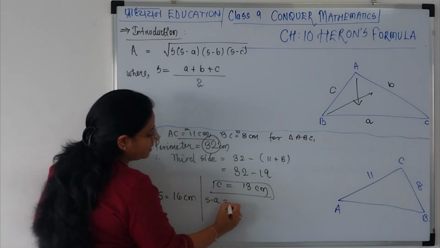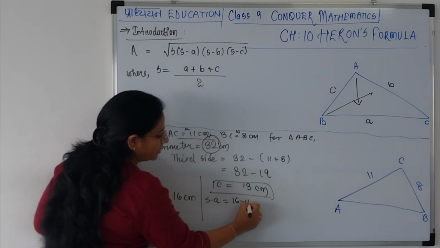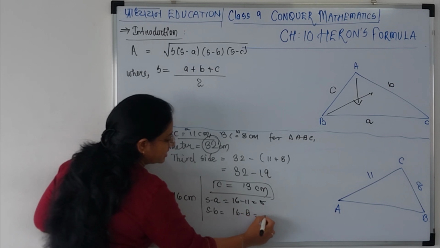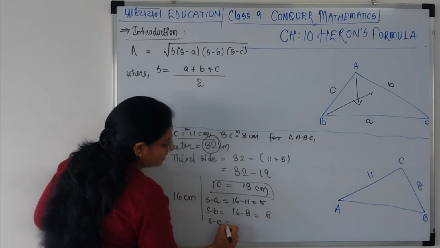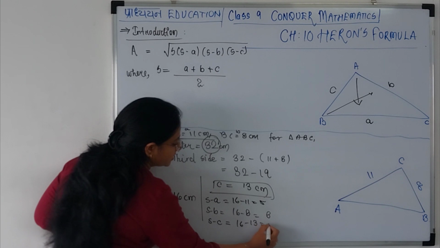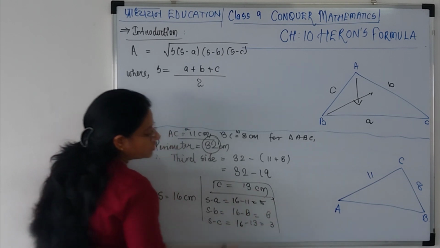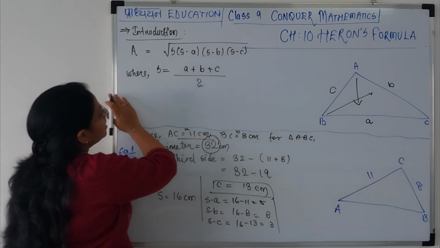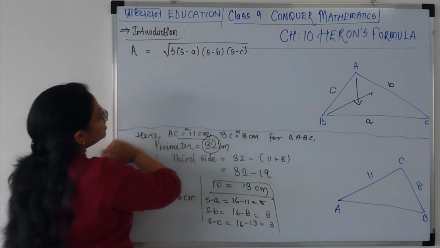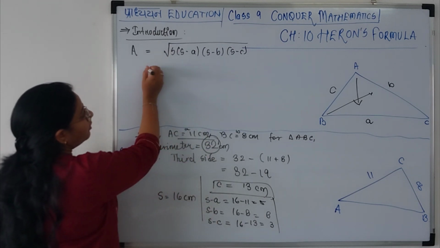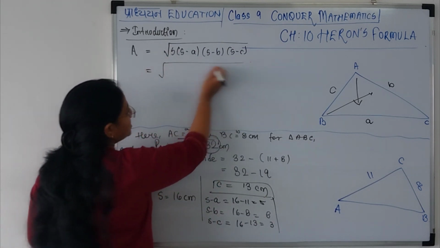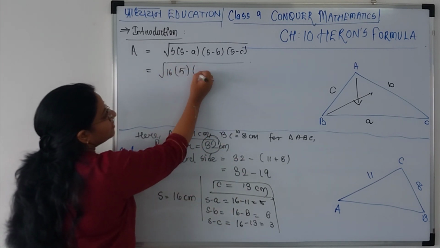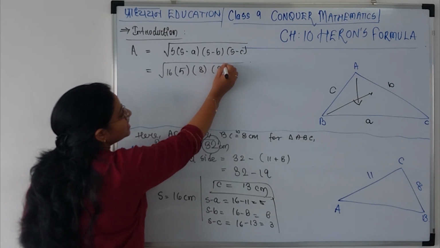s minus a will be 16 minus 11, that is 5. s minus b will be 16 minus 8, which is 8. And s minus c will be equal to 16 minus 13, which is 3 centimeters. So we have 5, 8 and 3 as s minus a, s minus b and s minus c. Now when we apply these values in the formula, what we get is s is 16, s minus a is 5, s minus b is 8 and s minus c is 3.